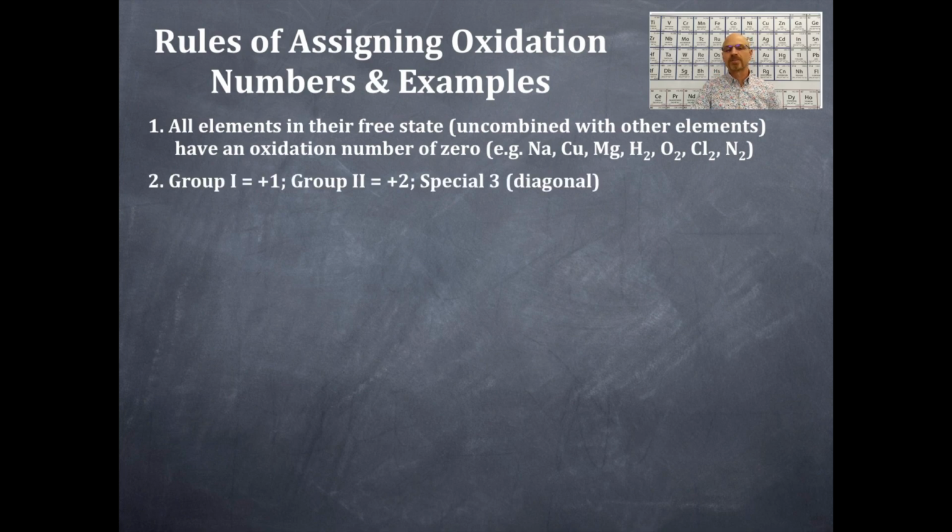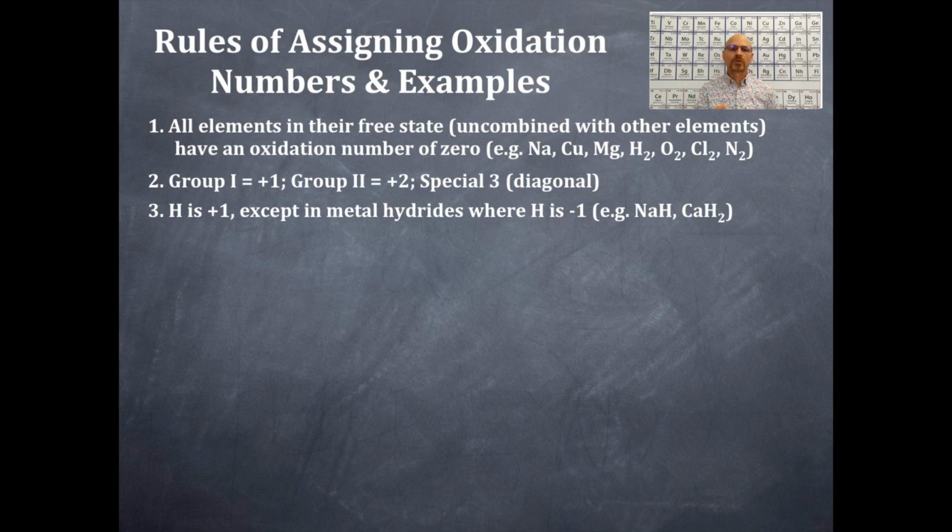Okay. Number two, group number 1 is +1. Group number 2 is +2. And then the special 3 that are diagonal, I've got some of those right here. It starts with silver, which is a +1, zinc, which is a +2, and then aluminum, which is off the charts here, is a +3. Cadmium, of course, is right underneath zinc, and therefore it is also a +2, just like zinc. It's like it's in the same group.